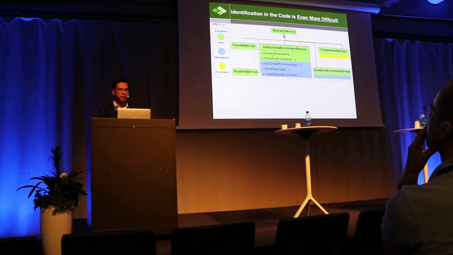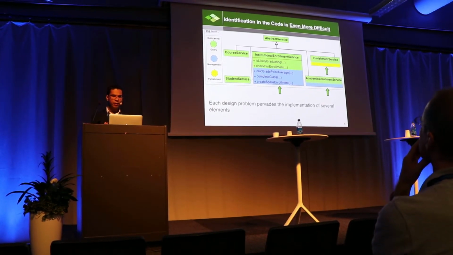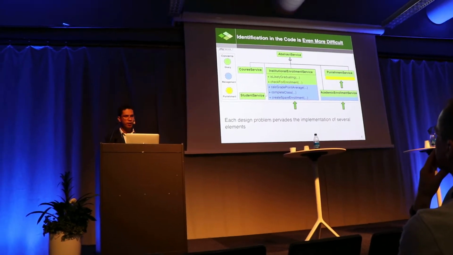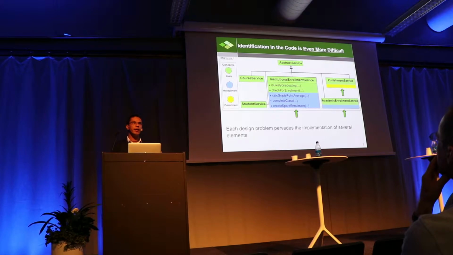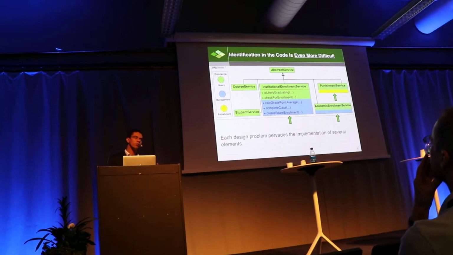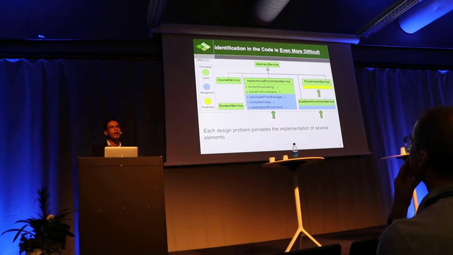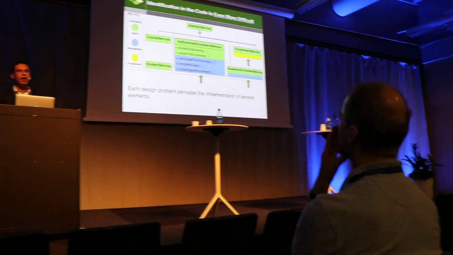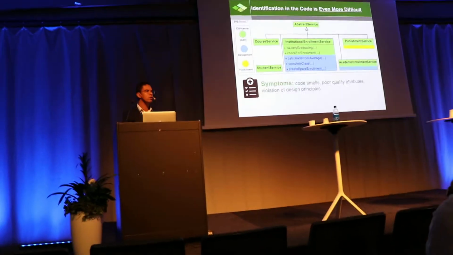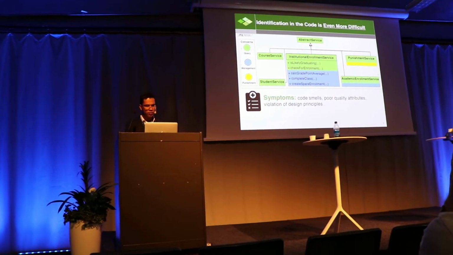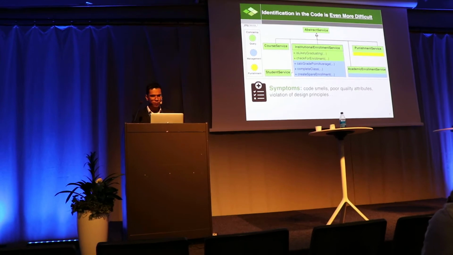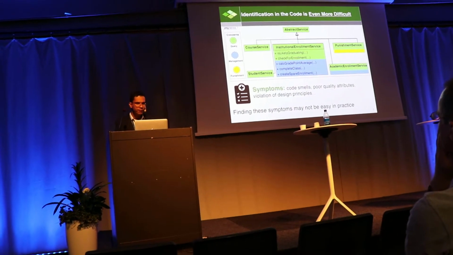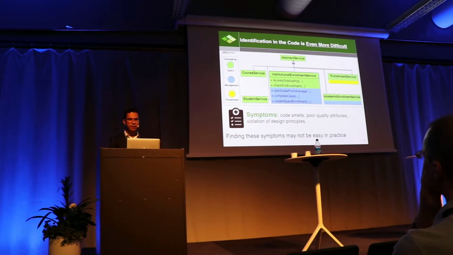One of the main reasons is that each design problem pervades the implementation of several elements. So in those cases, developers have to analyze several elements to identify a design problem. And in each one of these elements, developers need to find indicators of the presence of a design problem. These indicators, we call them symptoms. They can be code smells, poor quality attributes, violation of design principles, and developers can use these symptoms to find design problems. However, finding these symptoms may not be easy in practice.